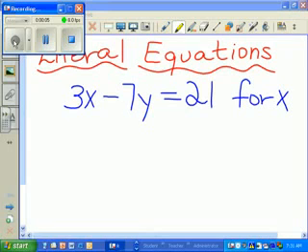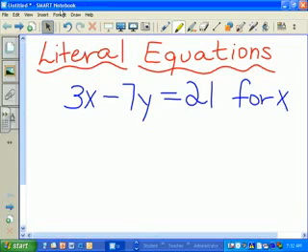Literal equations are equations where you have more than one variable, so you can't get a numeric answer, and they've asked you to solve for a specified variable. So you can see in this literal equation that it says 3x minus 7y equals 21, and in these literals you have to be asked to solve for a specific variable, which in this case is x.